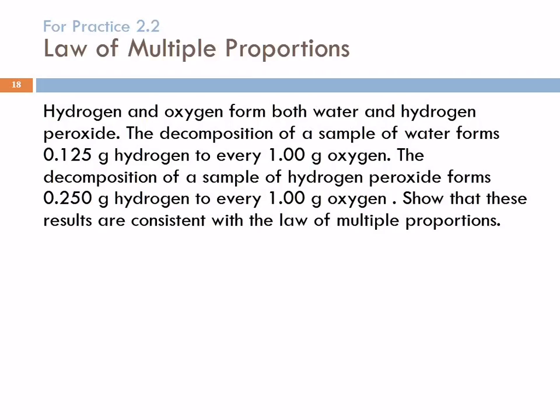Here's an example. Hydrogen and oxygen form both water and hydrogen peroxide. The decomposition of a sample of water forms 0.125 grams of hydrogen to every 1 gram of oxygen. The decomposition of a sample of hydrogen peroxide forms 0.250 grams of hydrogen to every 1 gram of oxygen. Show that these results are consistent with the law of multiple proportions. So we're looking at the mass of hydrogen that combines with 1 gram of oxygen. It needs to be 1 gram because otherwise we can't compare them. So this is 0.125 to 1, and this is 0.250 to 1.